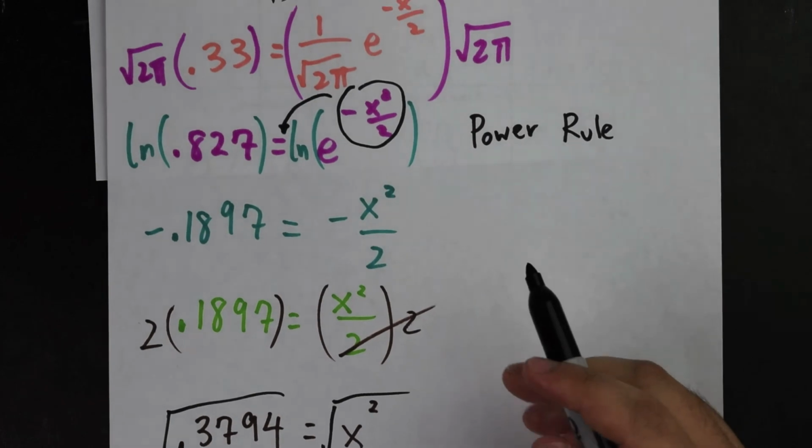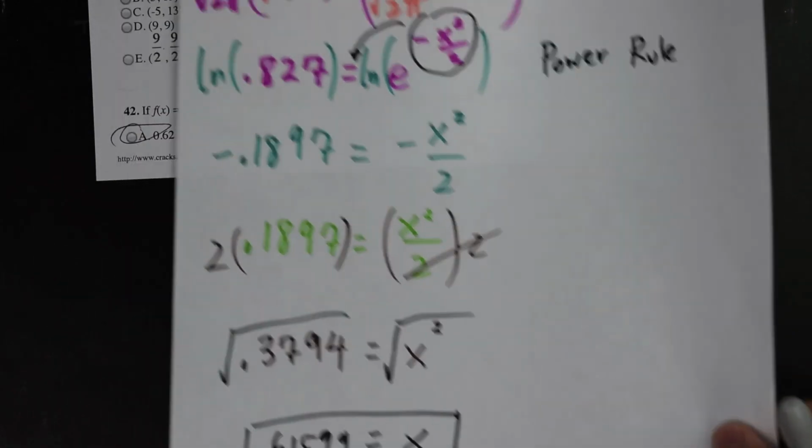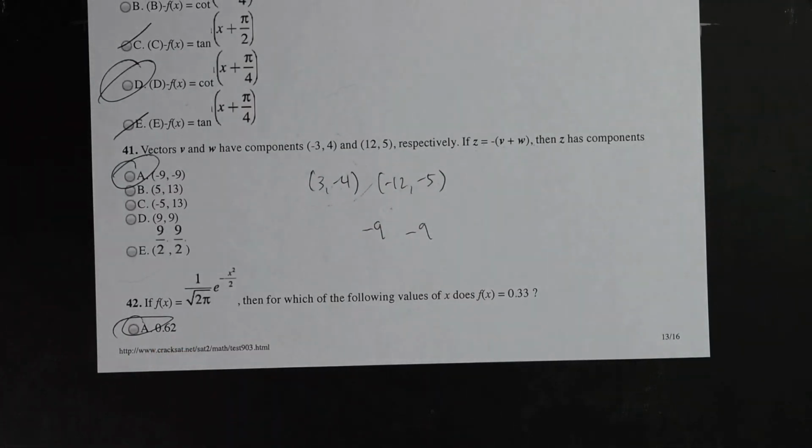But be aware that because the answer is rounded off in the choices available, you could see that it's going to be 0.62 because it's rounded off to the hundredths place. And thus, that concludes my explanation for today.